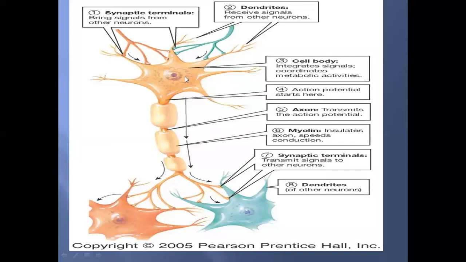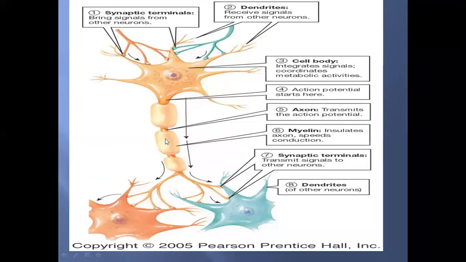Here the signals will be integrated, and this part of the neuron is called the axon hillock. Impulses, the wave of depolarization, start over here. So the action potential starts here. This axon transmits the action potential.